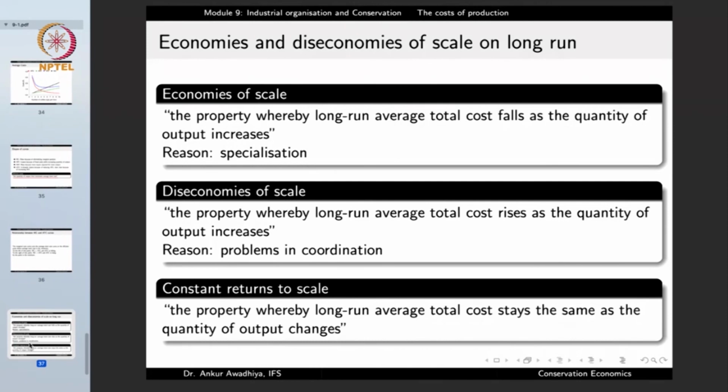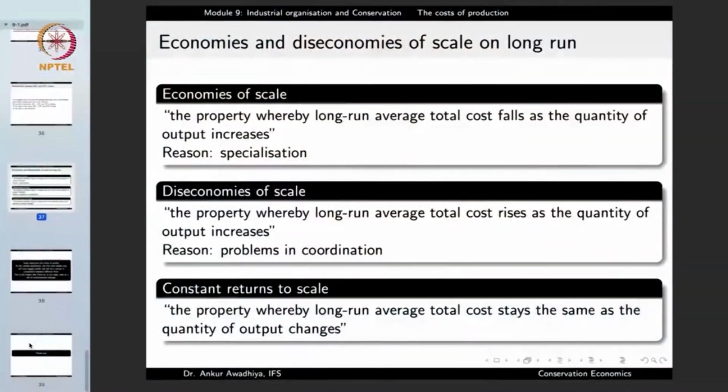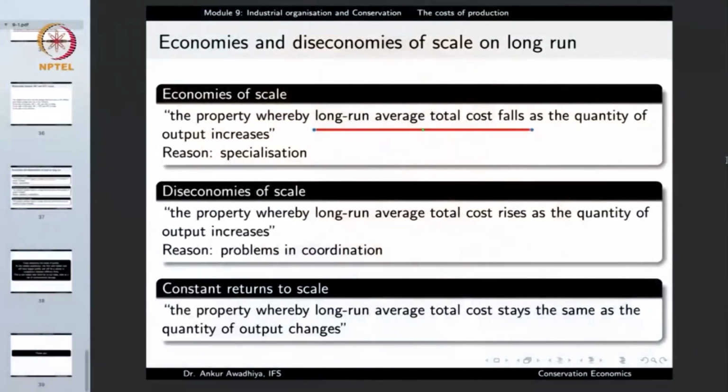And this also brings us to the economies and diseconomies of scale. Economies of scale is the property whereby the long run average total cost falls as the quantity of output increases. Which means that when we talk about economies of scale, it makes more sense for the firm to produce more output, because when the output is more, the long run average total cost falls. A good reason is specialization. So different components that are required to make the product are brought together, and so the output increases.